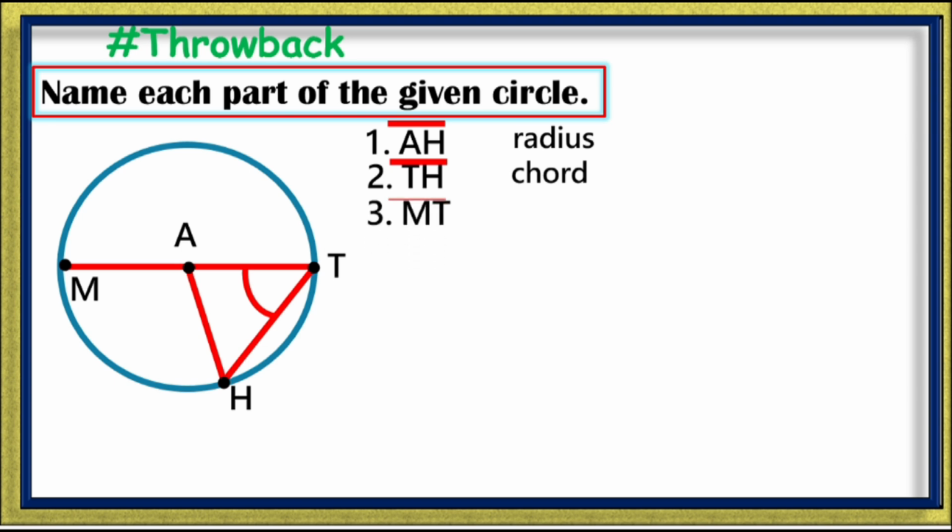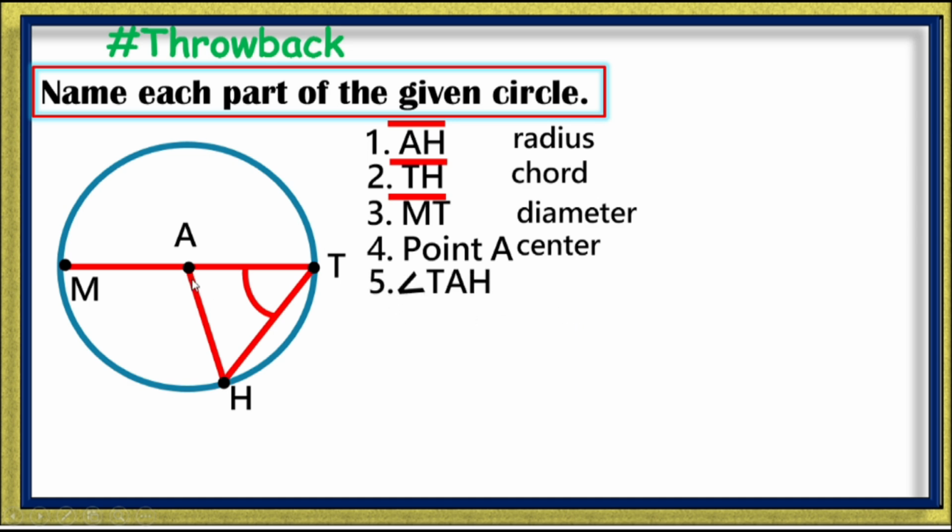And then for number 3, the line segment MT. What do you mean by line segment MT? Very good, this would be a diameter. And then for number 4, the point A. What do you mean by point A? This would be the center of this circle. And then for angle TAH, what do you mean by angle TAH? This would be the central angle. And then for angle T, what do you mean by that? This would be an inscribed angle.